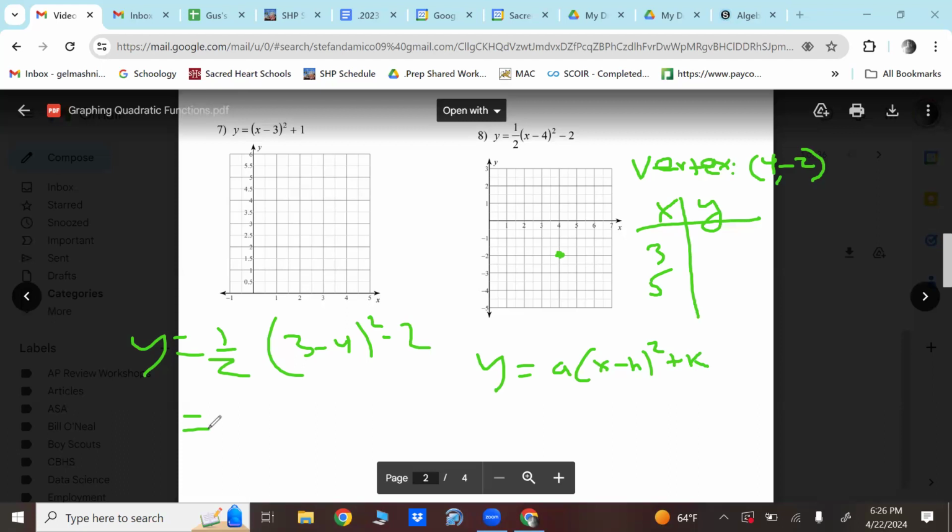All right. Can you repeat it to me? It's right in front of you. So 1/2, 3 minus 4 squared minus 2.